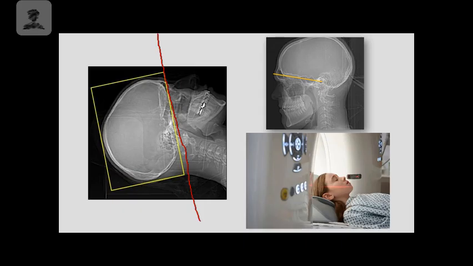If we can tilt our gantry to match that angle, and your machine will automatically tell you if it can or can't, then that will again take away the radiation exposure to the lens of the eye, which is what we would prefer. So making sure you get all of that anatomy in there, their head in the head holder correctly, and your lasers are aligned. That's kind of the basics for how to set up your CT head without contrast.